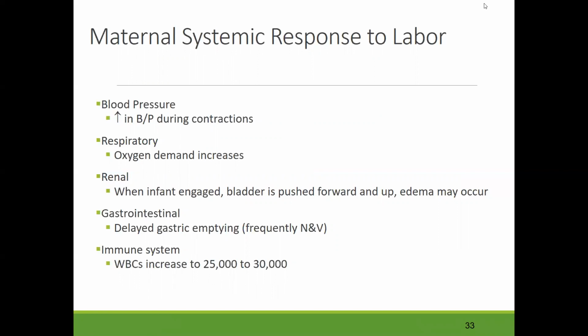And then our immune system. White blood cells increase to 25,000 to 30,000. We have that increase in white blood cells due to the body's normal response to stress. So it thinks there's something major going on, so it sends out all those white blood cells to help fight off things and help the body get back to normal homeostasis.